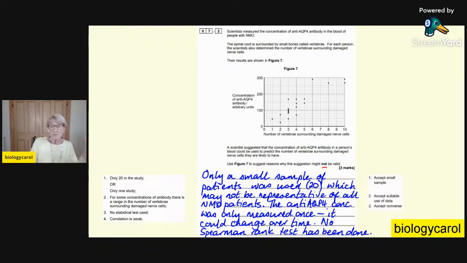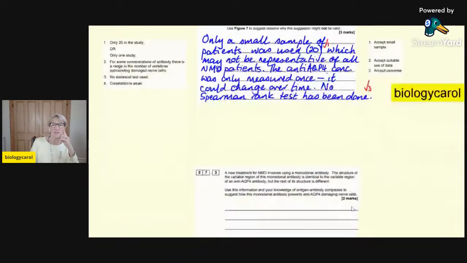I thought I'd done all right. I got mark point 1 and I got mark point 3. I didn't get mark point 2, even though it seems to me to be a reasonable suggestion. But anyway, so I got 2 marks out of 3.